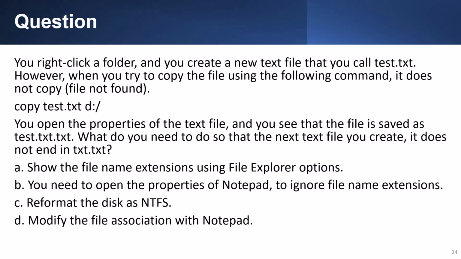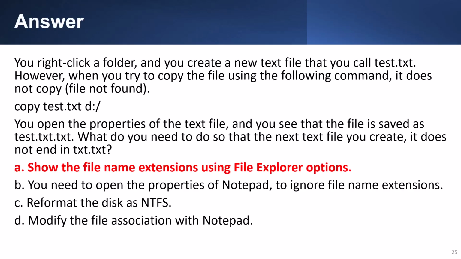Question: you right-click a folder and you create a new text file that you call test.txt. However, when you try to copy the file using the following command, it does not copy. File not found. You open the properties of the text file and you see that the file is saved as test.txt.txt. What do you need to do so that the next text file you create does not end in .txt.txt? Answer: show the file name extensions using File Explorer options.